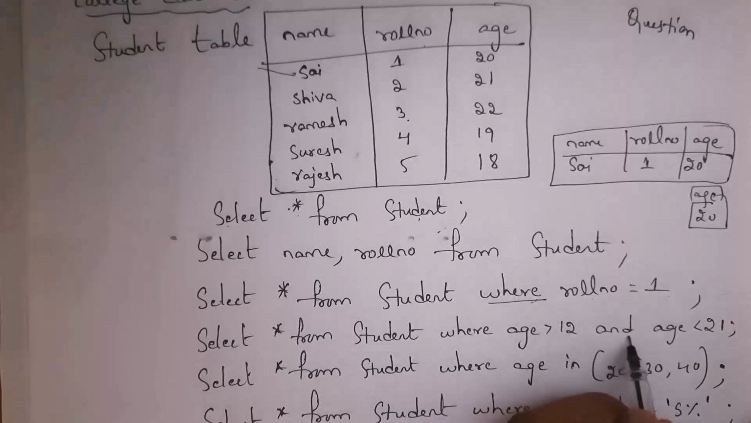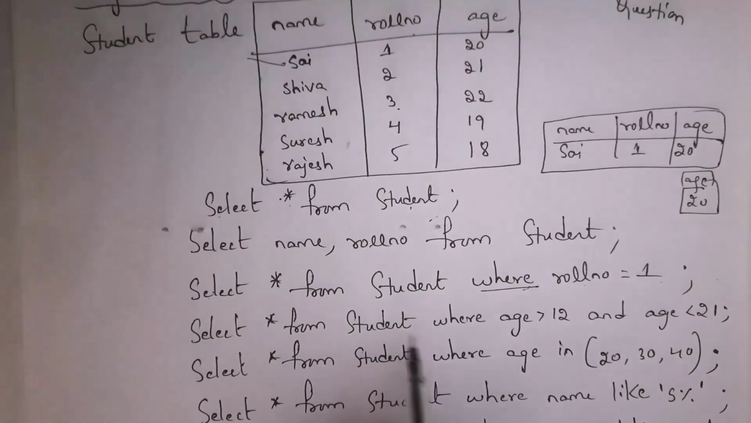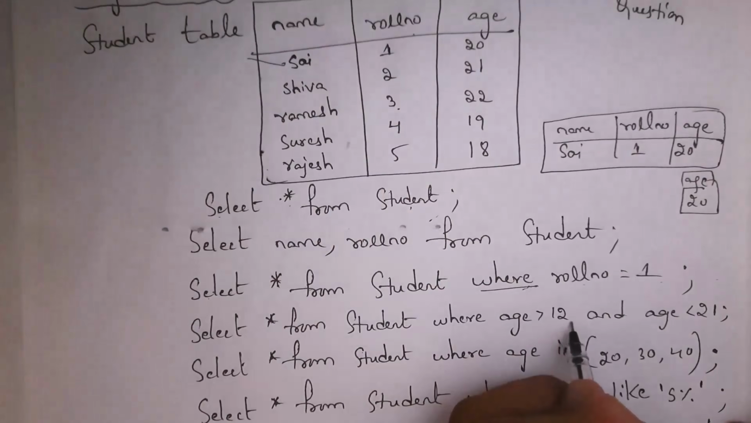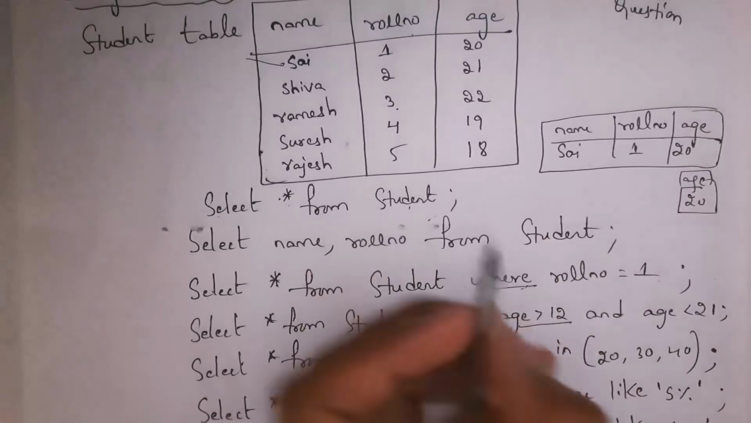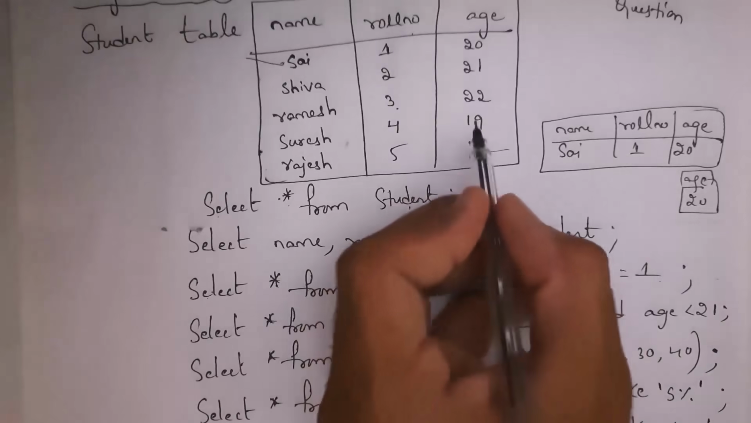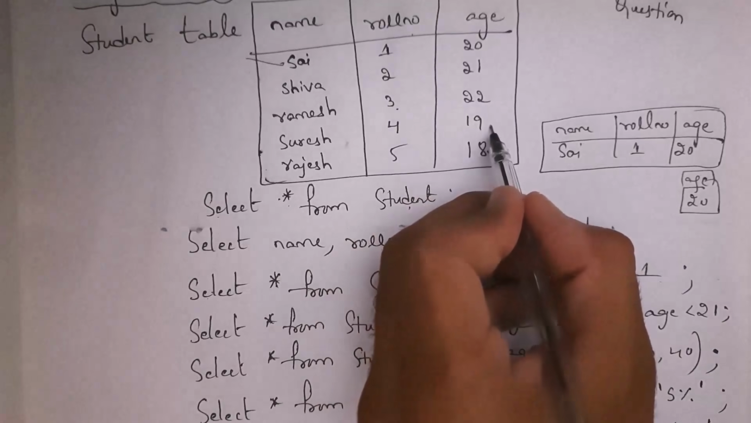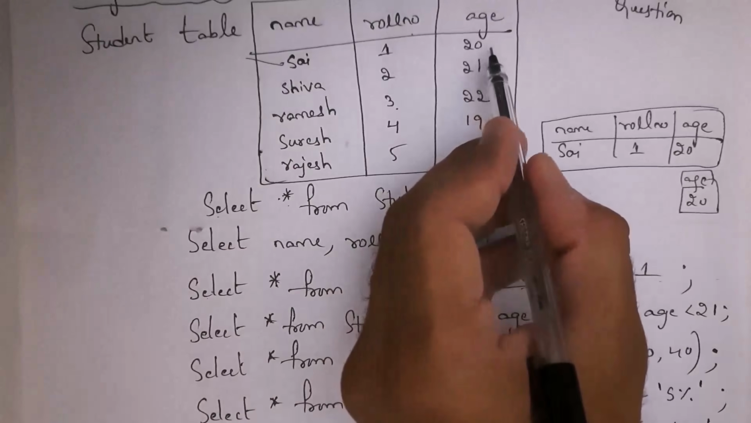You can apply multiple conditions by using AND. So here I have written select star, meaning all columns, from student where age is greater than 12 and age is less than 21. If you observe this table, age is 18. Yes, 18 is greater than 12 and less than 21. 19 is greater than 12 and less than 21, accepted. Sai age 20. 20 is greater than 12 and less than 21, accepted.